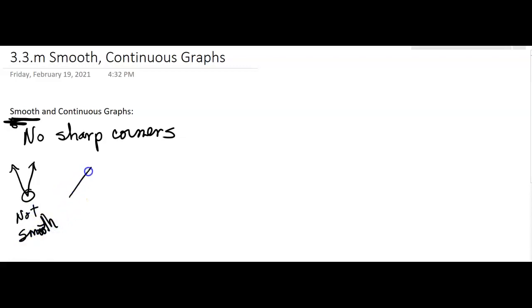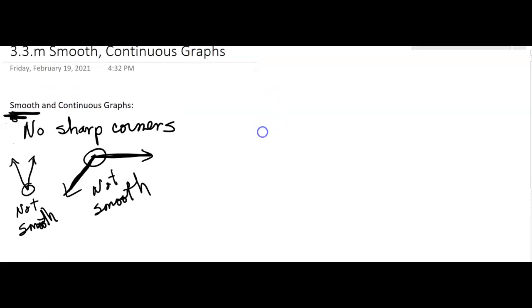You can't have something like that, where it's going from a line that way and then a line that way. That would be a sharp corner, and so you can't have that. These are not smooth. So what is smooth? Well, polynomial ones are smooth. Something like this. That's a smooth curve.